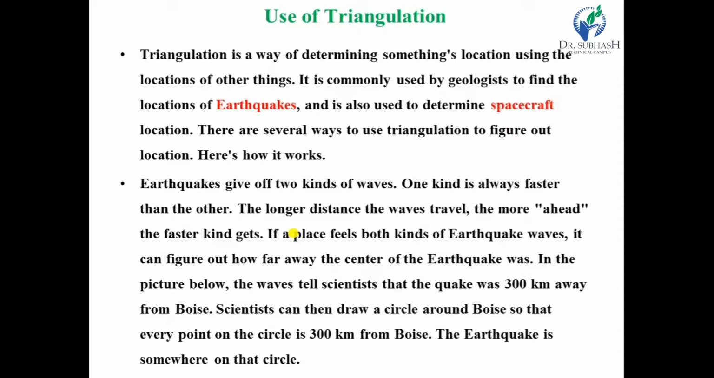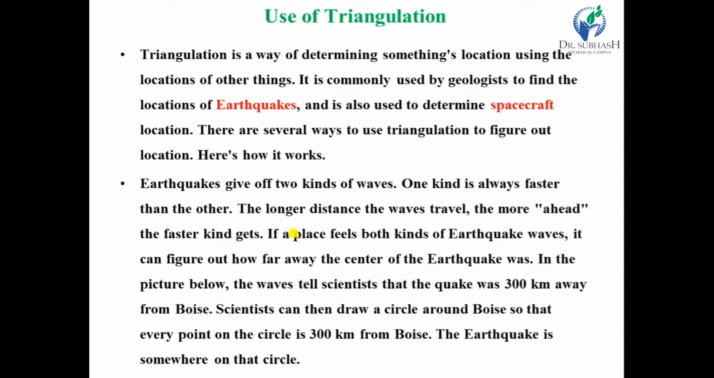Now, what are the uses of triangulation? Triangulation is a way of determining something's location using the locations of other things. It is commonly used by geologists to find the locations of earthquakes, and it is also used to determine a spacecraft's location. There are several ways to use triangulation to figure out the location.